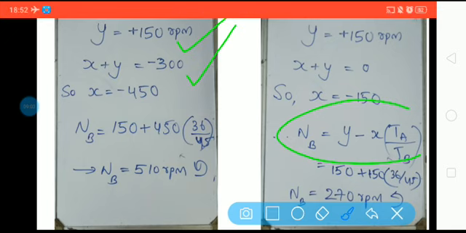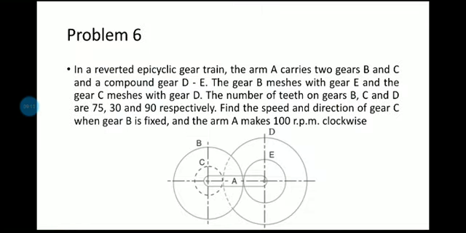Okay, this is the solution of the first question. Then come to the next question. This is a reverted epicyclic gear train. The arm carries two gears B and C and a compound gear DE. So you consider the diagram. E and D are a compound gear. So what can we write? If it is a compound gear, ND equal to NE.